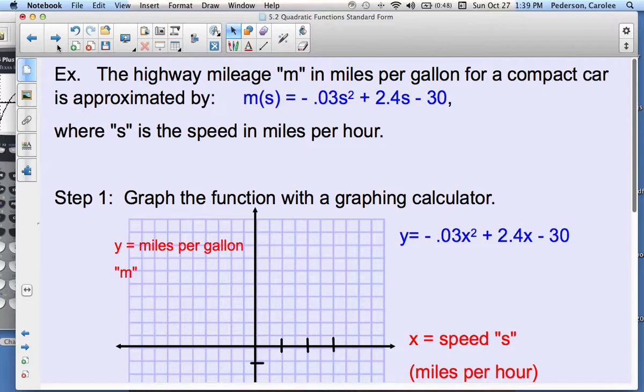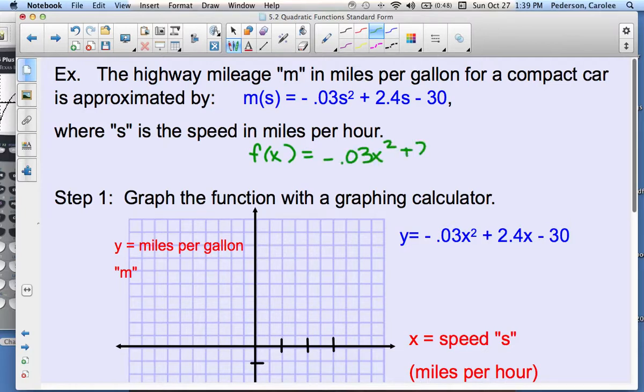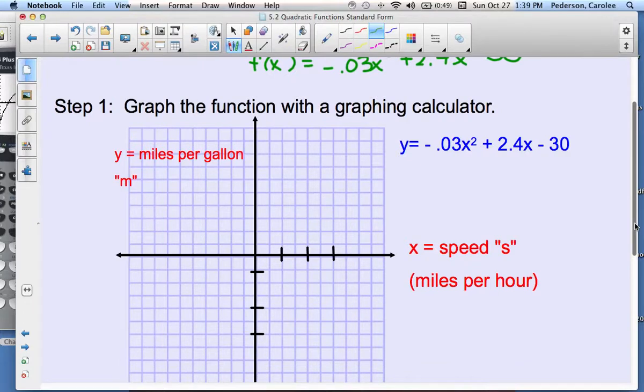So if you think about this as a quadratic function, like f of x equals negative 0.03 x squared plus 2.4 x minus 30, we've just changed the variables to m's and s's. So step 1, I'm going to just show you how this graph looks with a graphing calculator. I've set up my coordinate plane. My x-axis represents my speed. My y-axis represents my miles per gallon. And I'm going to enter into the graphing calculator this piece.